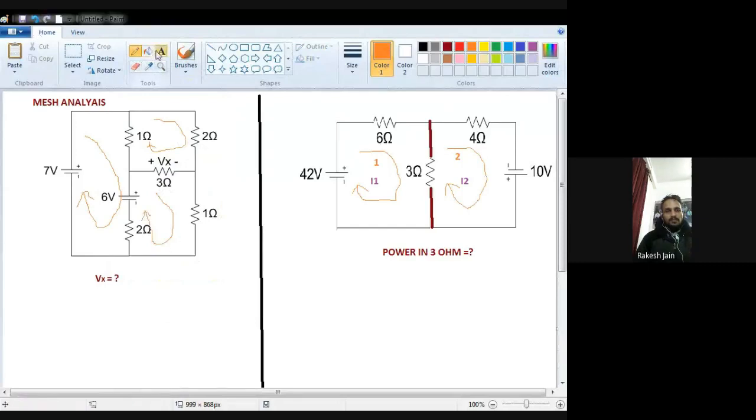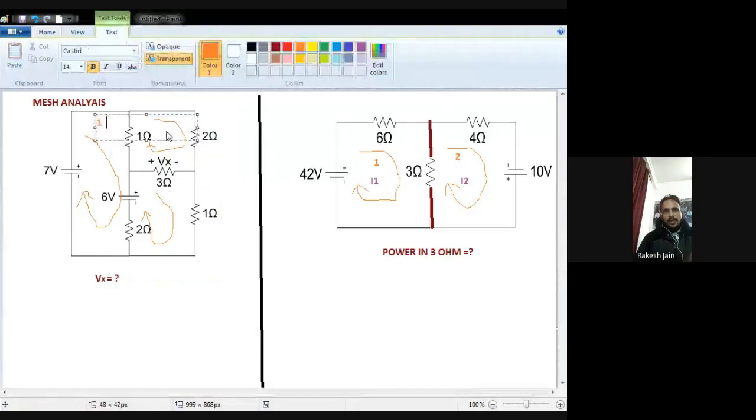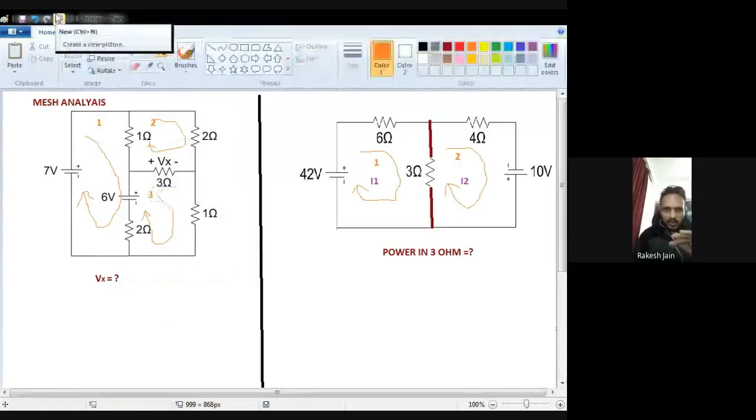So this is my first mesh, then my current will be I1. This is my second mesh, then my current will be I2, and this is my third mesh. You can denote it anywhere; replace this third by the abbreviation 1, then no problem. So what's first, second, third? So what is the current?